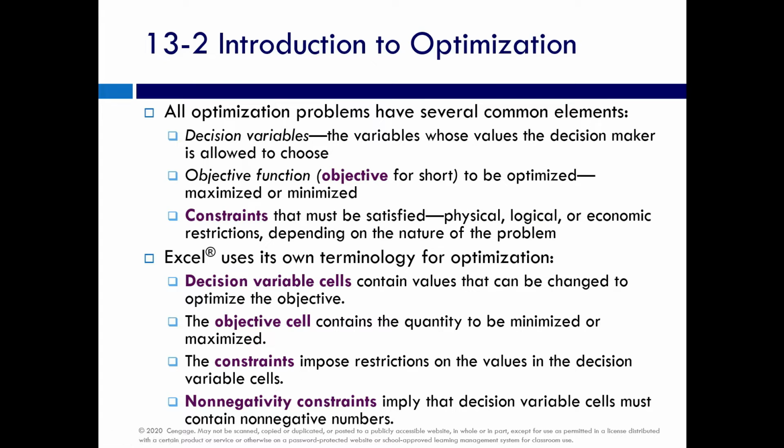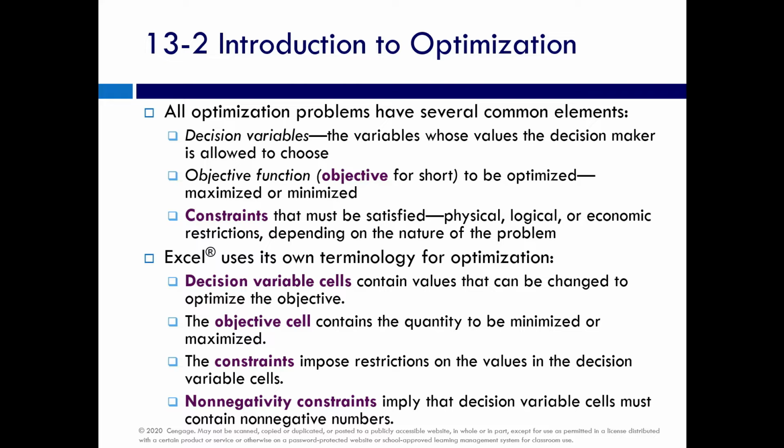All optimization problems have several common elements. Decision variables, the variables whose value the decision maker is allowed to choose. Objective function, objective for short, to be optimized, maximum or minimum. Constraints that must be satisfied: physical, logical, and economic restrictions depending on the nature of the problem.